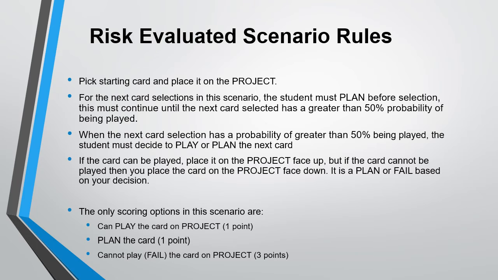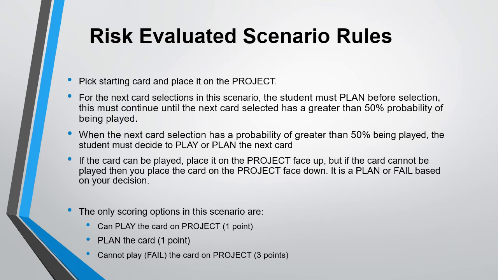Risk evaluated scenario rules. Pick starting card and place it on the project. For the next card selections in this scenario, the student must plan before selection. This must continue until the next card selected has a greater than 50% probability of being played. When the next card selection has a probability of greater than 50% of being played, the student must decide to play or plan the next card.